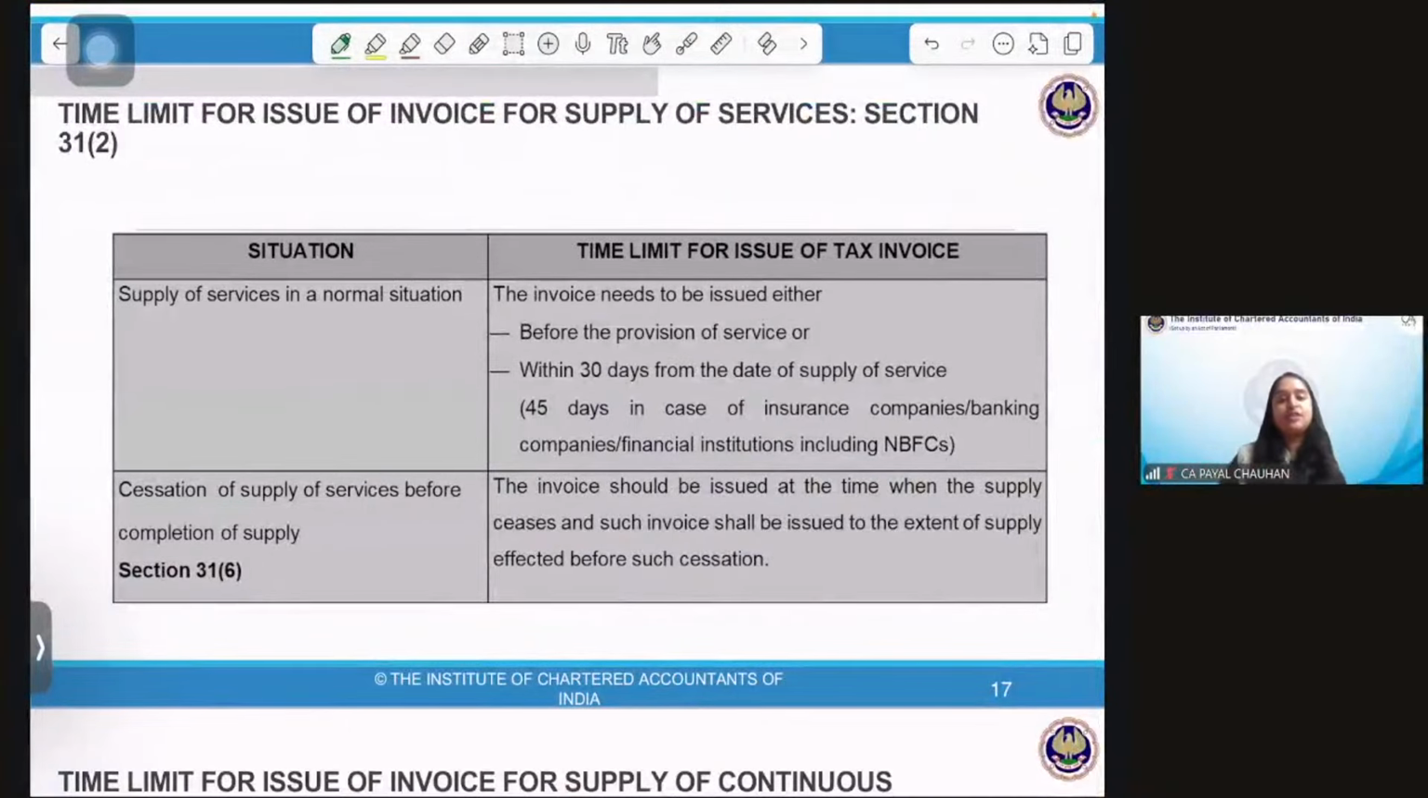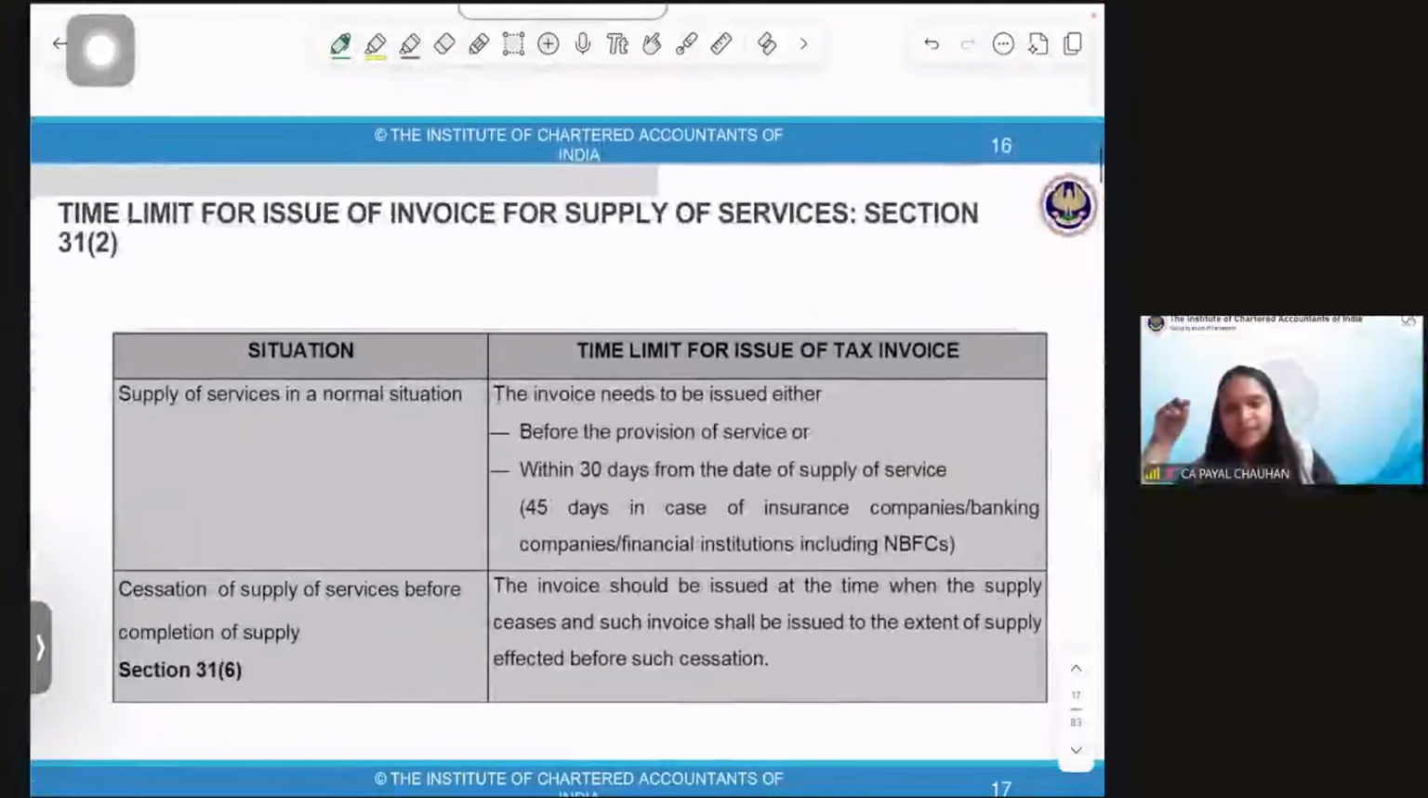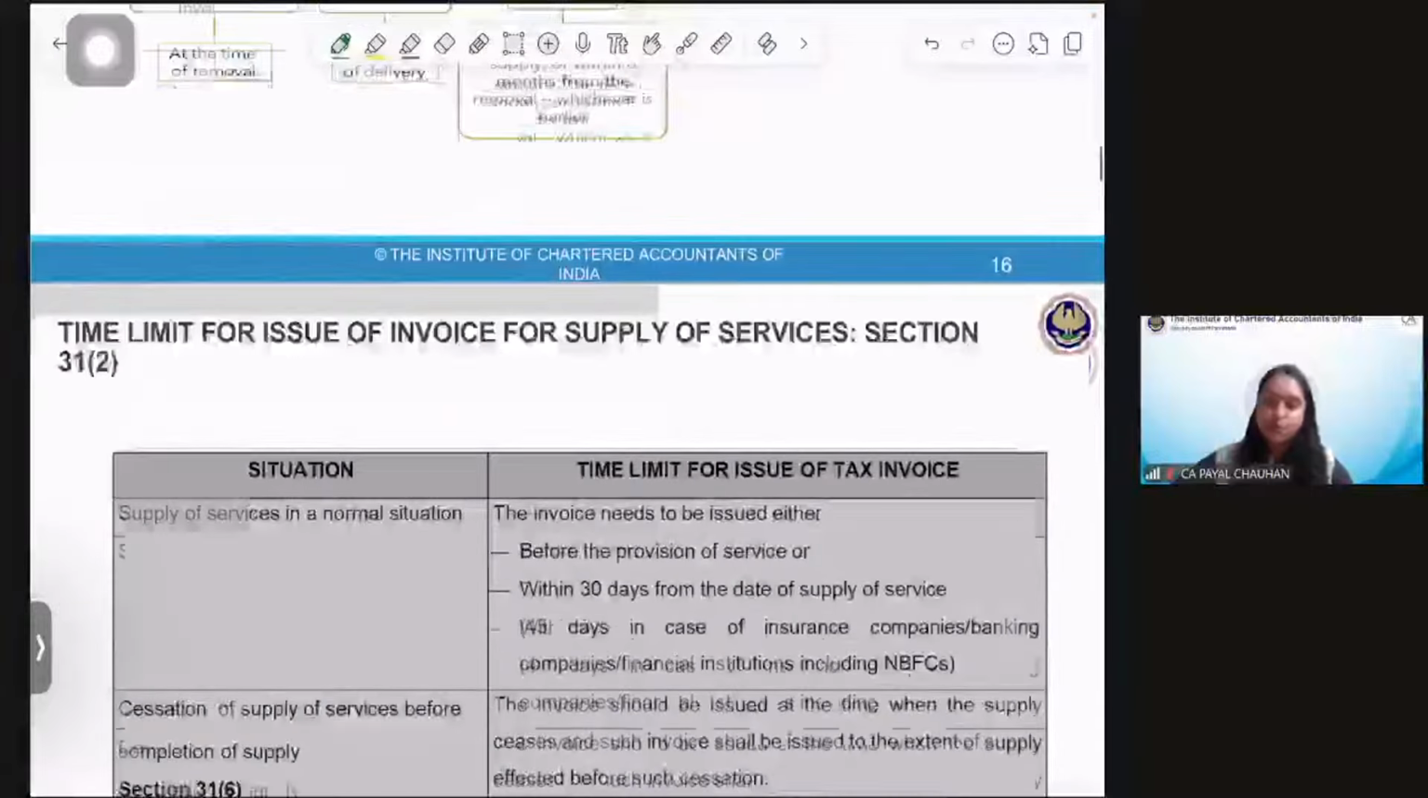Now, the question is for supply of service. Perfect, everyone is very good. Now, it's a case of service. It's a normal service. So, the invoice to be issued within 30 days, either before or at the time of provision of the service, or within 30 days from the provision of the service. But in case of NBFC, 45 days. Perfect.